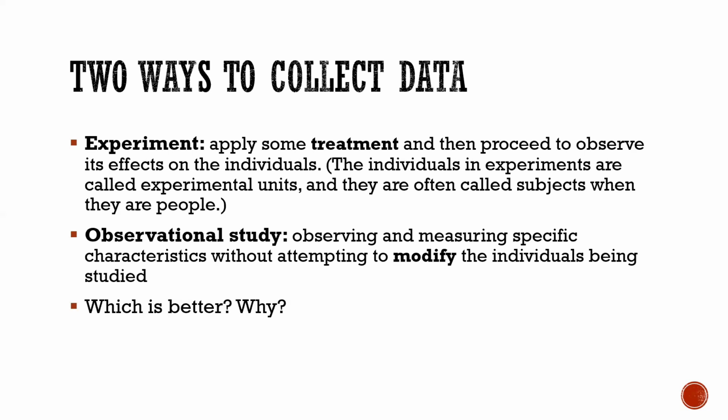So my question is, for getting statistical results, discuss with the people around you what you think some advantages are of an experiment and an observational study. Just talk about the differences between them and try to figure that out. I've apparently lost some of my slides, so I'm going to figure out what happened there. So just give that a shot, and then we'll come back together.